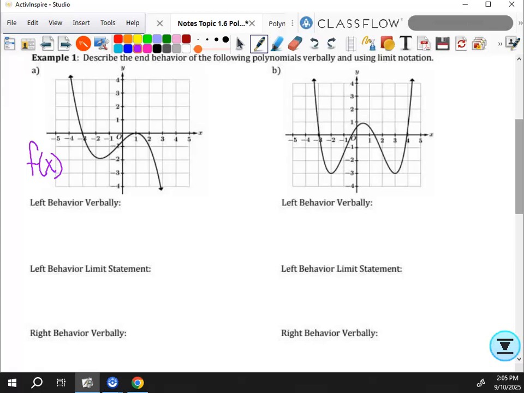Since we are talking about end behavior, I don't care about this. I'm not even going to look at it. For polynomials, I don't think it confuses you as much as it does with rationals. But like here, I have a point of inflection. I have maximums and minimums. I don't care about any of that right now. I'm looking at this, and that's it, right?